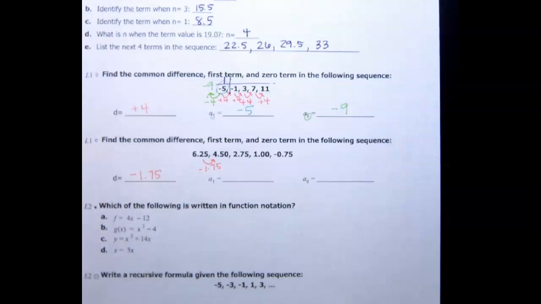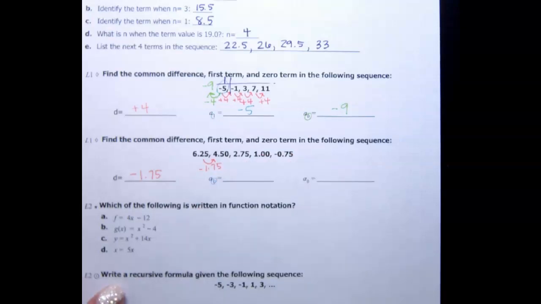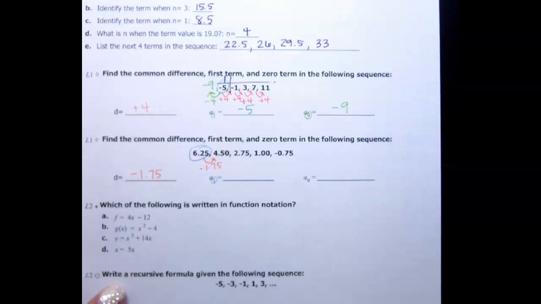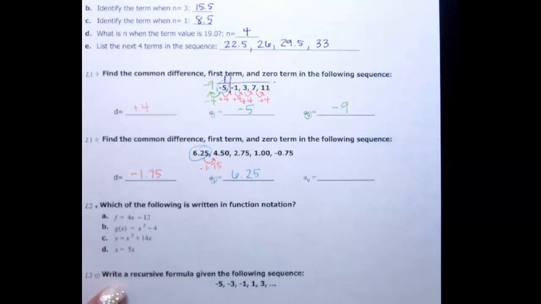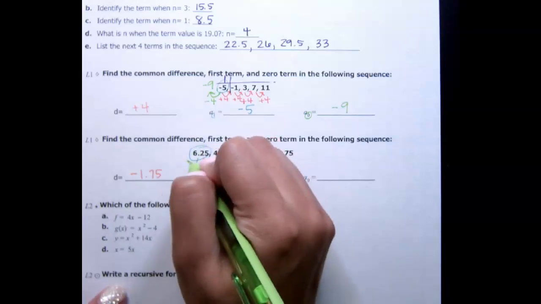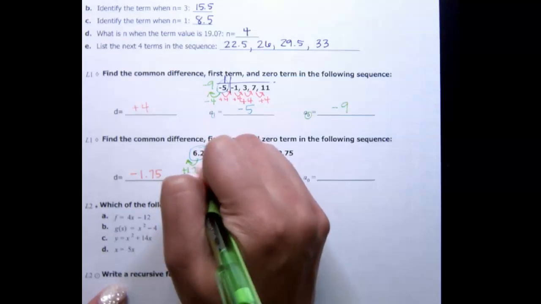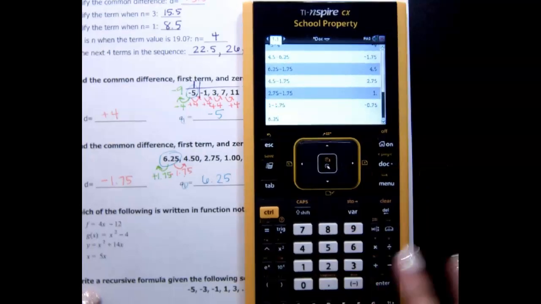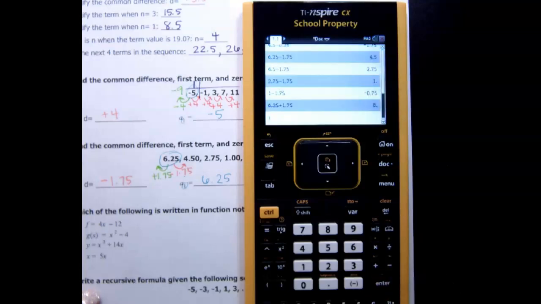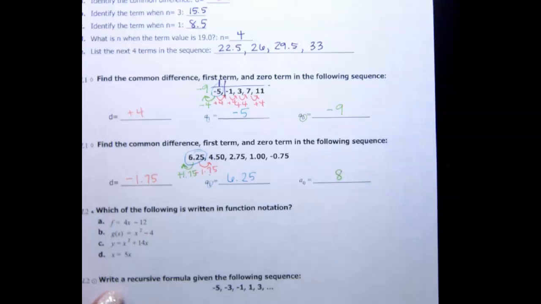A sub 1 is asking for the first term. If you are number 1, you are in first place. This is the first number in my sequence, so 6.25. A sub 0, I got to go backwards. So instead of subtracting 1.75, I'm going to add 1.75. Some of you may be able to do this without the calculator. If you can, good, but double check. 6.25 plus 1.75 is 8. So A sub 0 is 8.